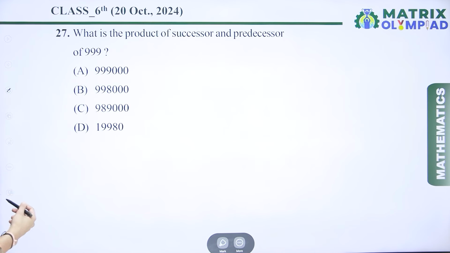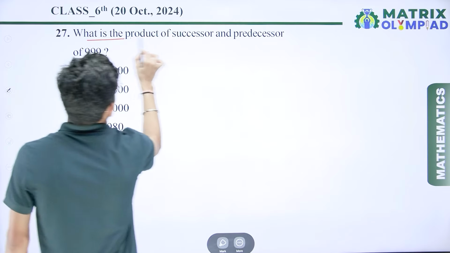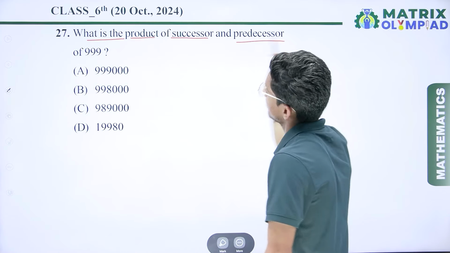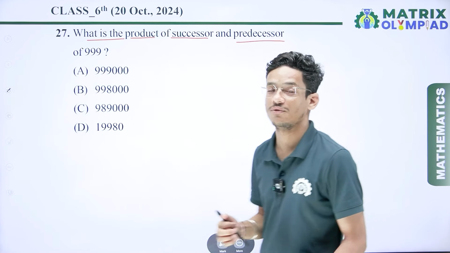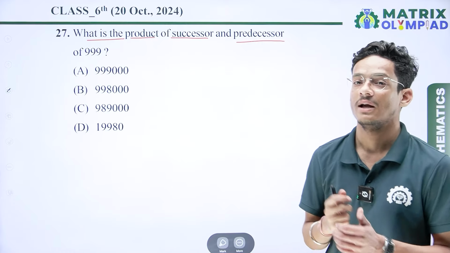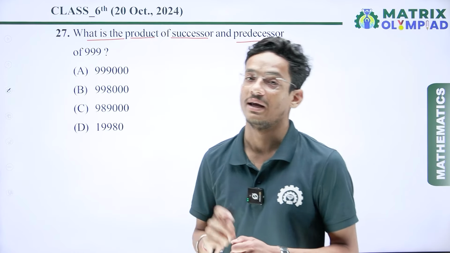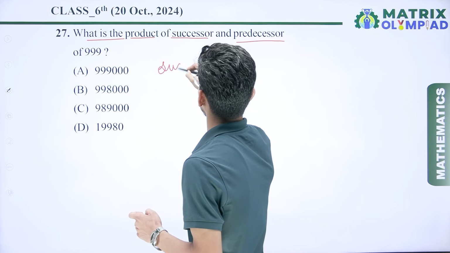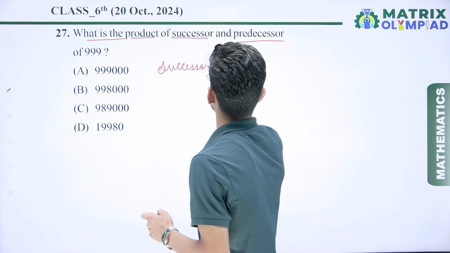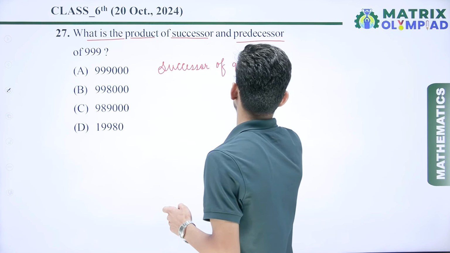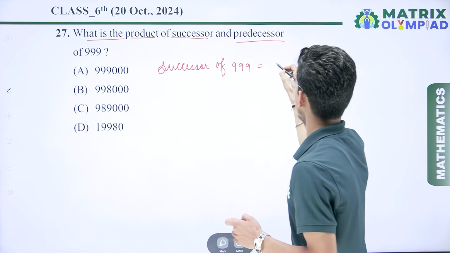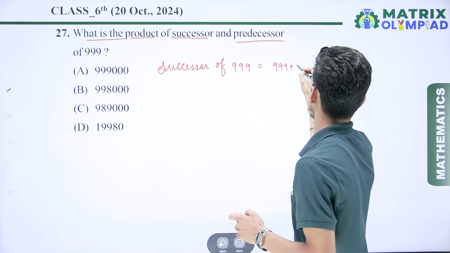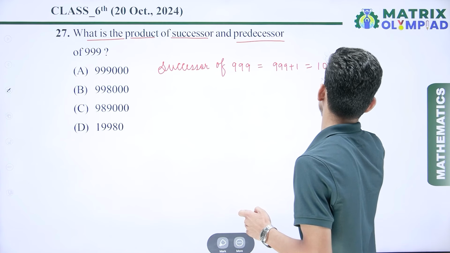So now the next question is: what is the product of the successor and predecessor of 999? So here first we have to find the successor of 999 and the predecessor of 999. Then we have to multiply these numbers. So the successor of 999: for the successor we add 1, 999 plus 1. So here I get the successor of 999, that is 1000.